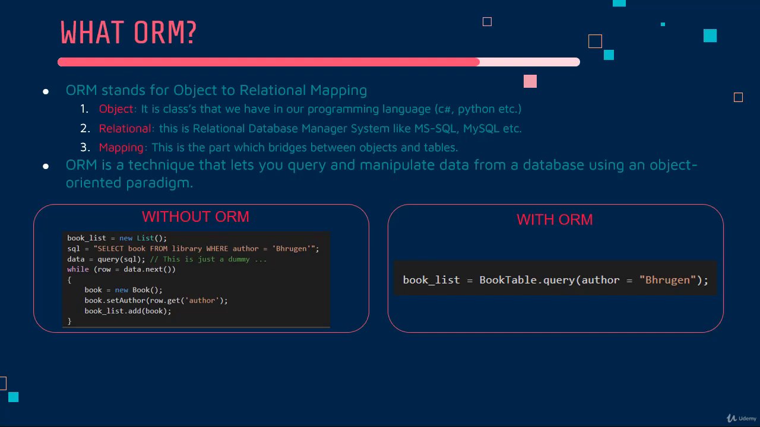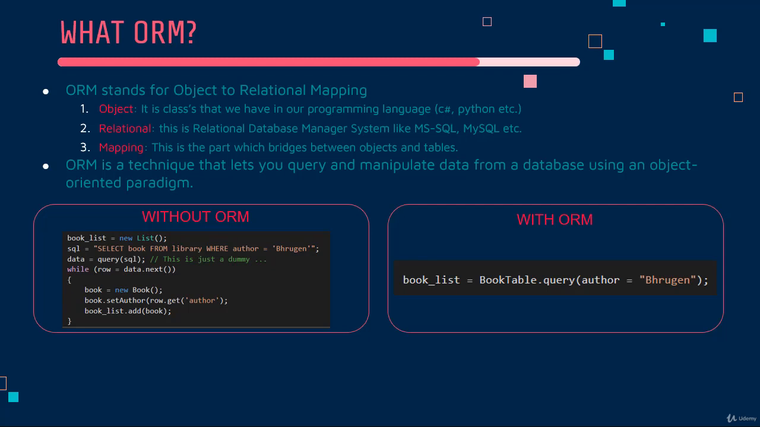Now do not go with the syntax here. Syntax depends on ORM, but usually an ORM will simplify something like this, in which book table will be the object, on that you'll execute a query, and in the parameter you can have where clause or other condition. So you can see how simplified it is with the help of an ORM.